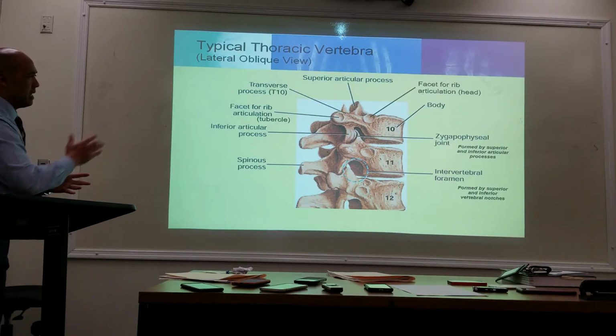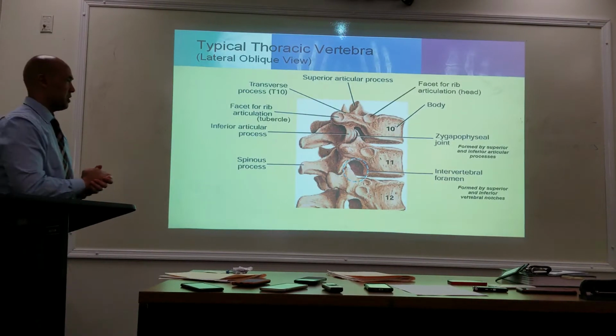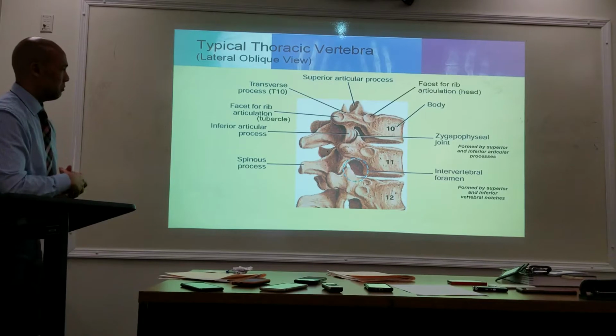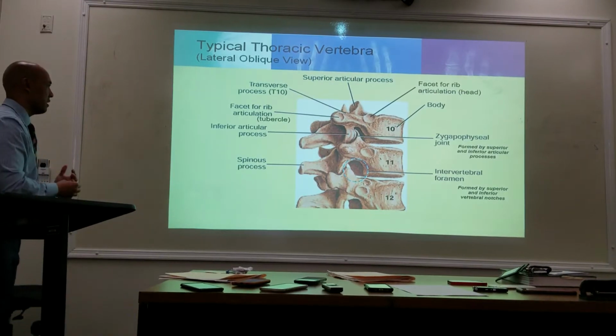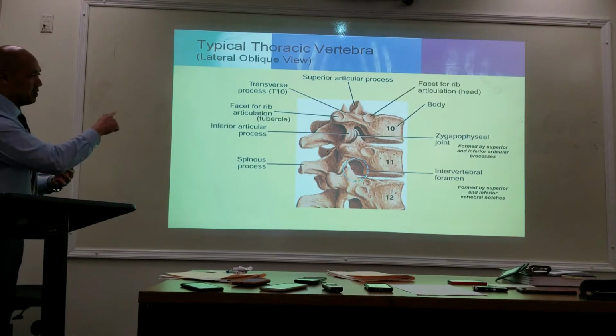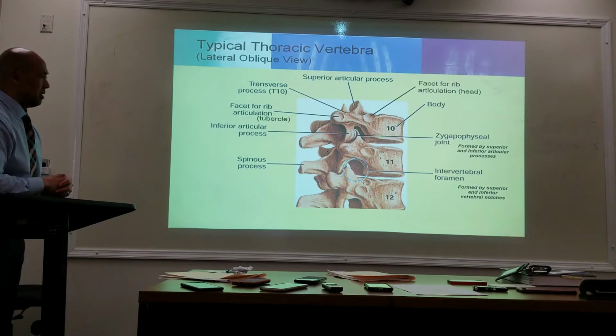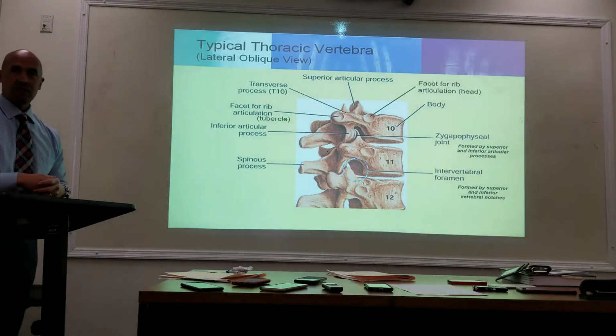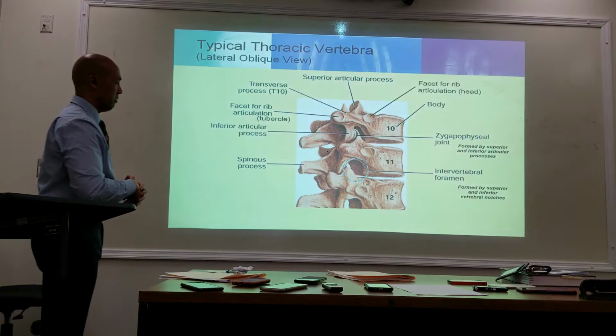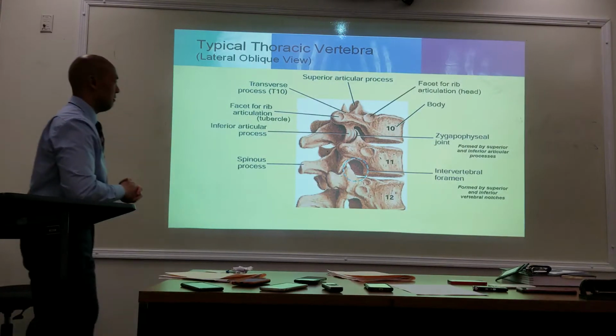So again, the zygapophyseal joint is formed by the superior and inferior articulating surfaces. It also has notches. The superior and inferior notches are going to form the intervertebral foramina.